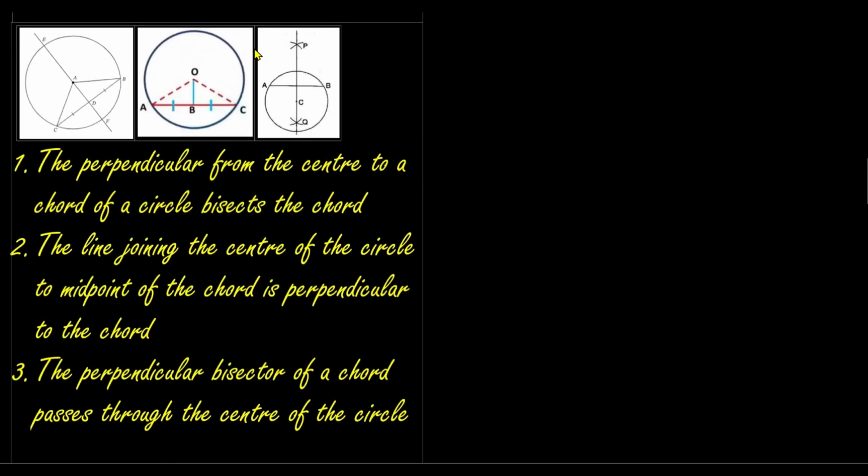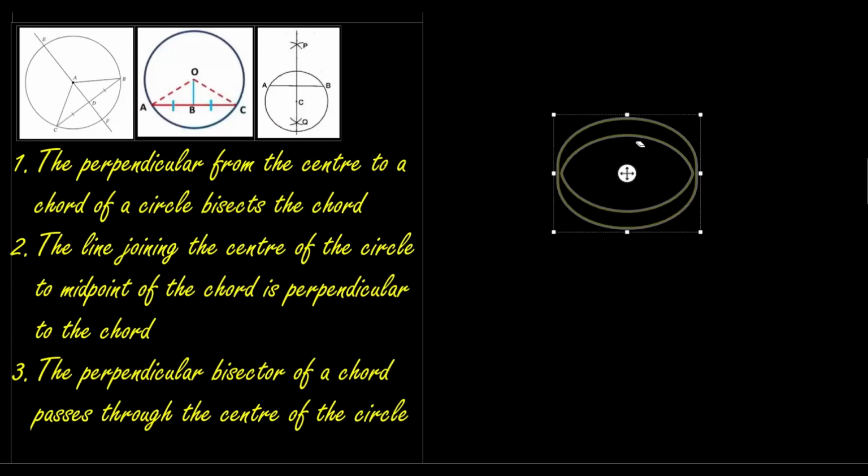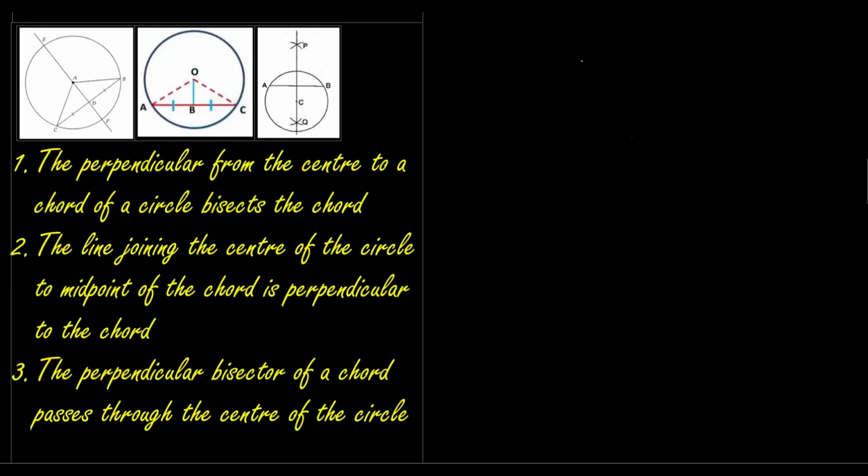The third one here, which is in fact a combination of 3 properties. Let's begin with the first one. I make a circle first. Let's say I make a circle.